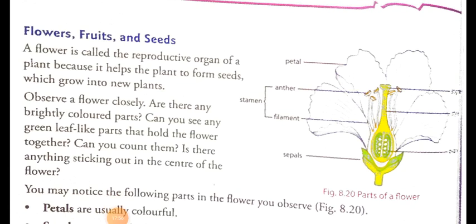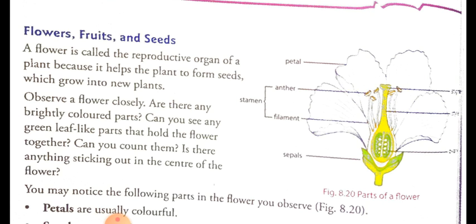Next we are talking about flowers and seeds. The last parts of the shoot system are the fruits, flowers and seeds. So first we will talk about the flower. What is a flower? Flower is called the reproductive organ of a plant, because it helps the plant to form seeds, which grow further into new plants.